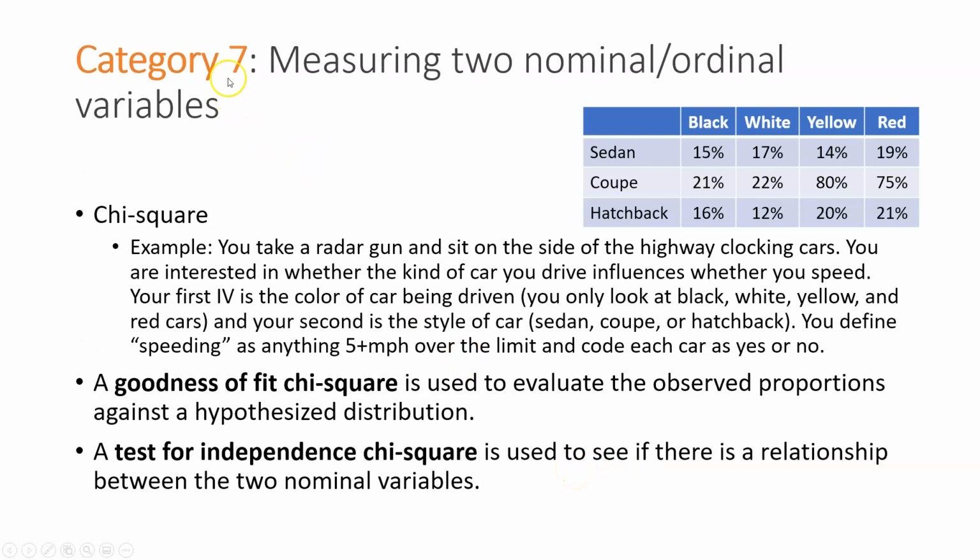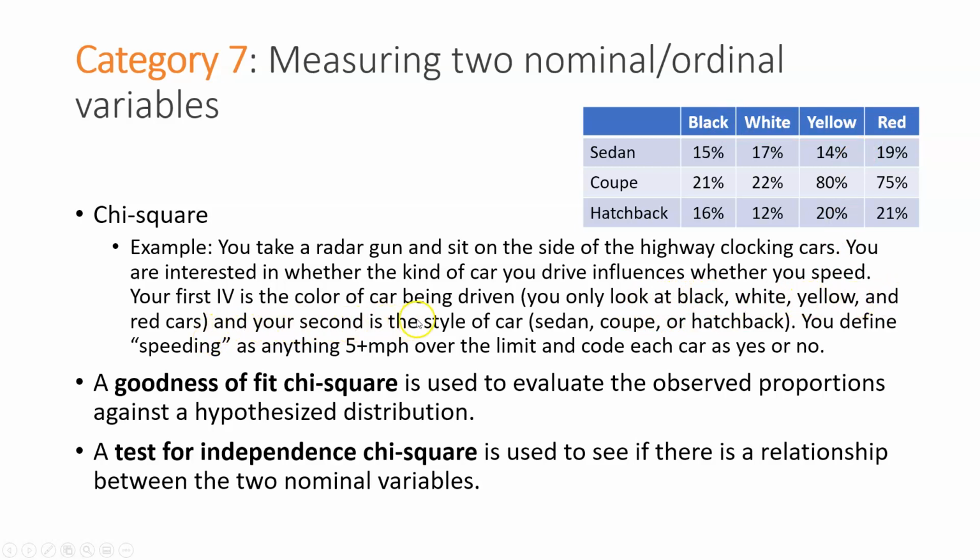Finally, category 7 is when you have two nominal or ordinal variables and you're pitting them against each other. In this situation, you would always use a chi-square, and an example of that could be you take a radar gun and sit on the side of the highway clocking cars. You're interested in whether the kind of car you drive influences whether you speed. Your first independent variable is the color of the car being driven, as you can see up here. And in this situation, we might only look at black, white, yellow, and red cars.